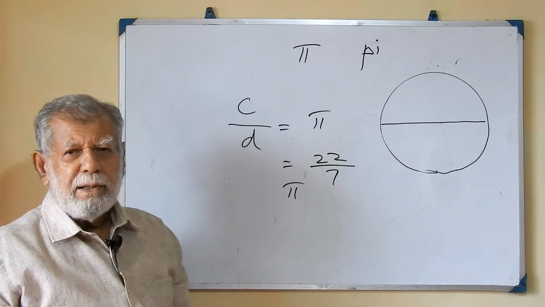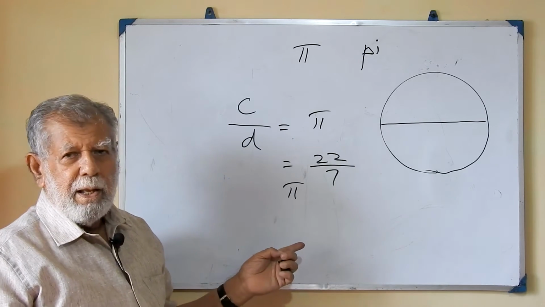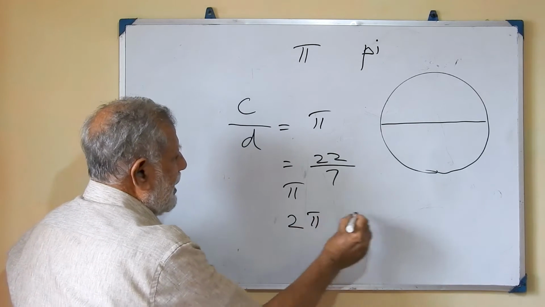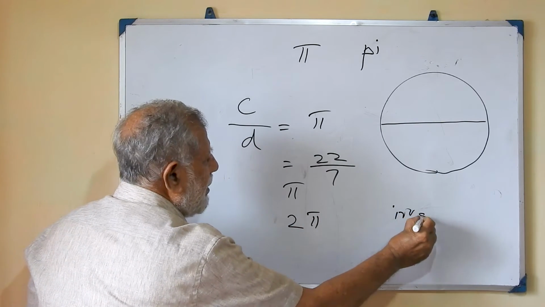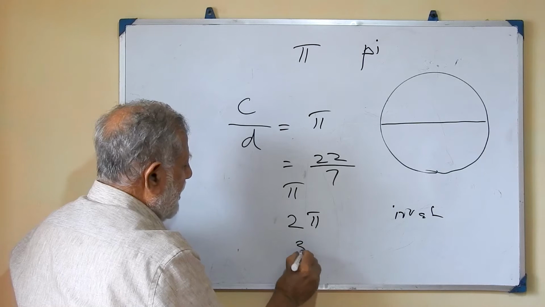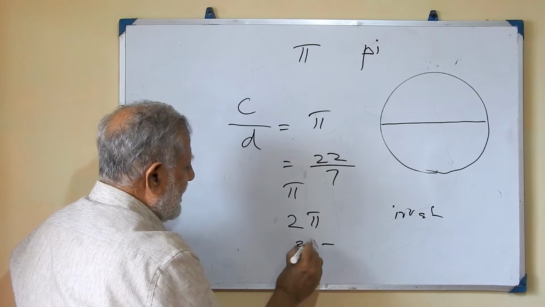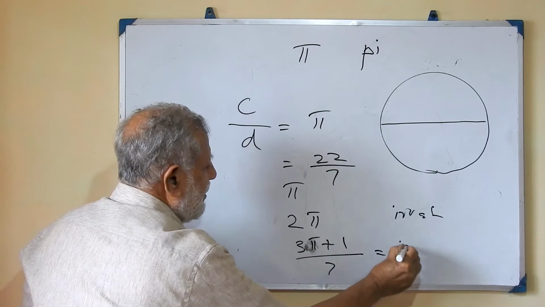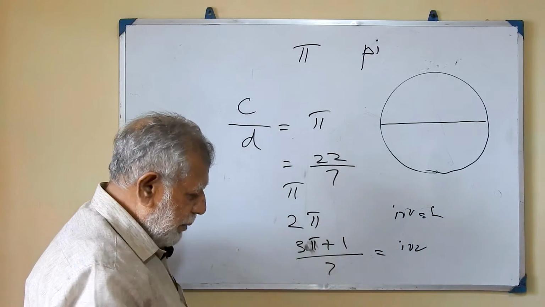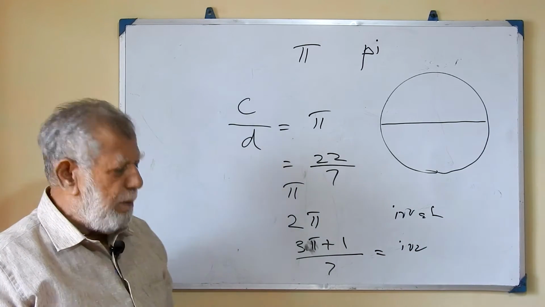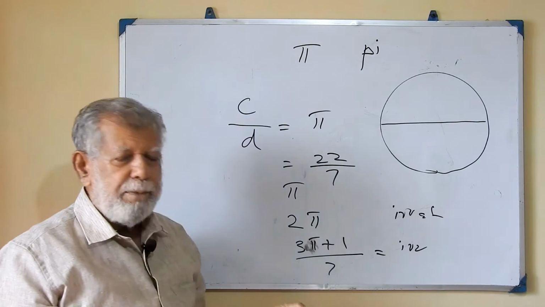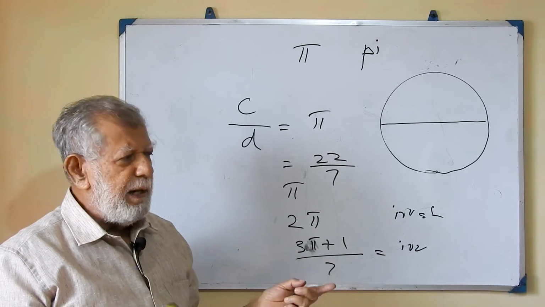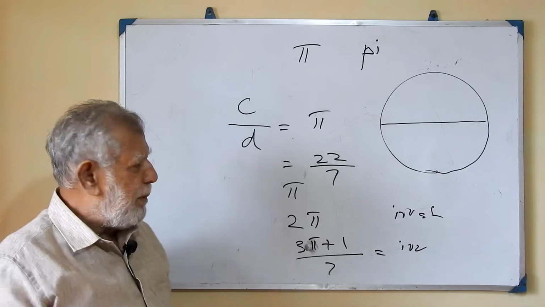So anything connected to pi happens to be an irrational number. So 2 pi, if you write 2 pi, it is an irrational number. If you write 3 pi plus 1/7, it becomes irrational. So children, the main thing about irrational numbers is mostly where you can't express those numbers as a fraction. If we can't express those numbers as a fraction, then it becomes an irrational number.